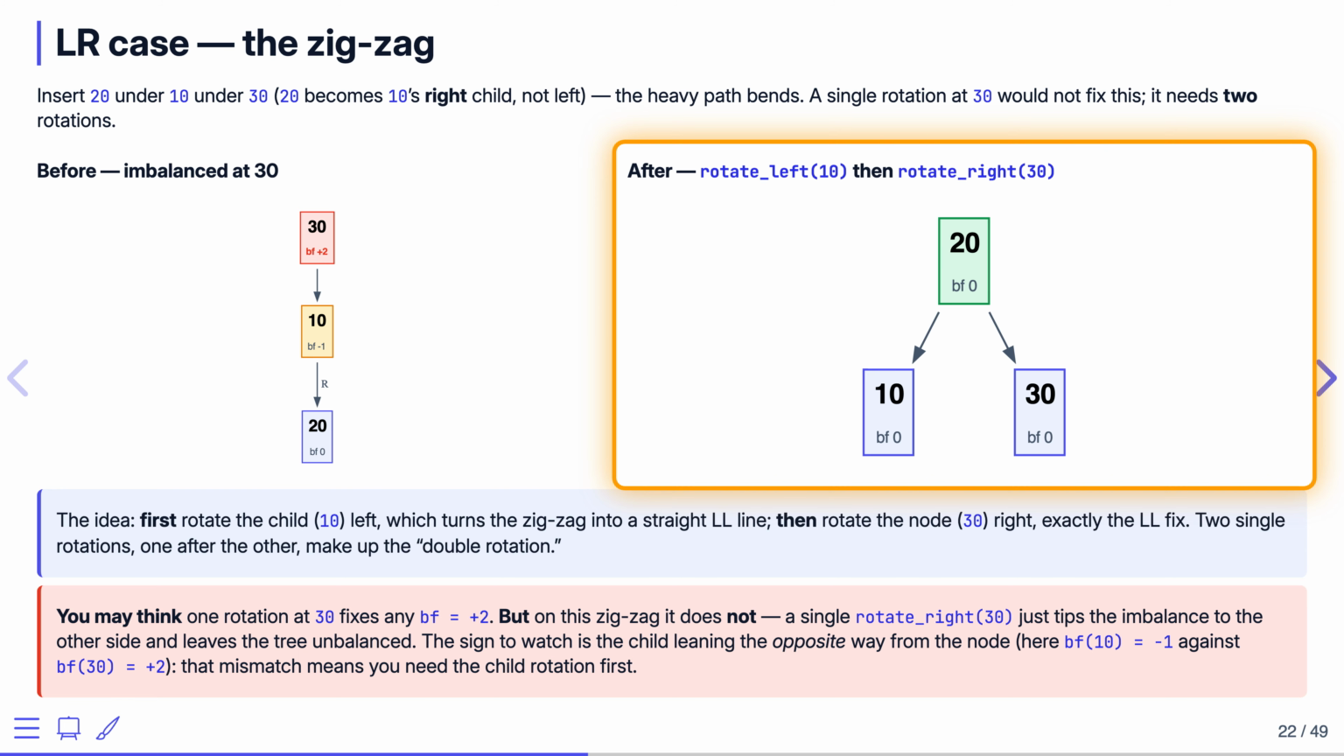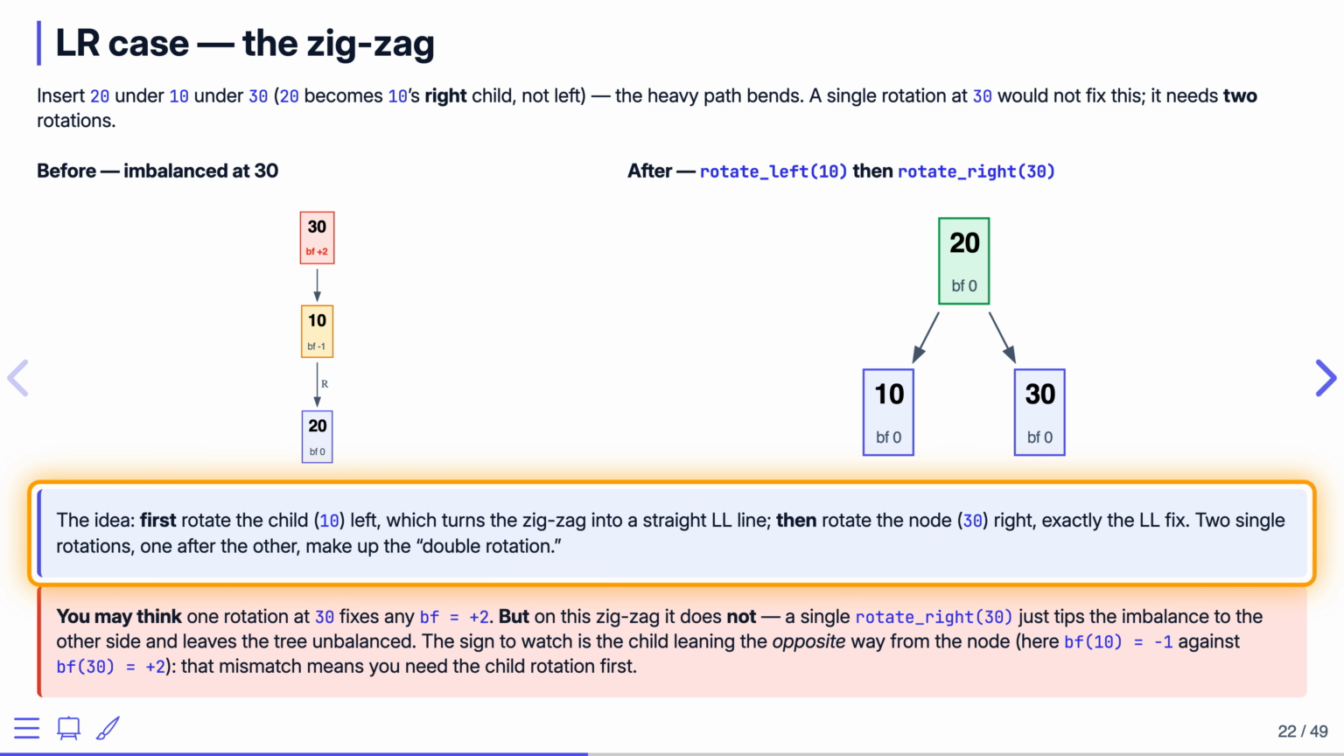The right figure shows the result of two rotations. First we rotate left at 10, which straightens the zigzag into a plain left-left line. Then we rotate right at 30, the same fix as the LL case. 20 ends up at the top, with 10 on its left and 30 on its right. So the idea is two single rotations, one after the other. First rotate the child to straighten the line, then rotate the node, exactly like LL. Together these two steps make up the double rotation.